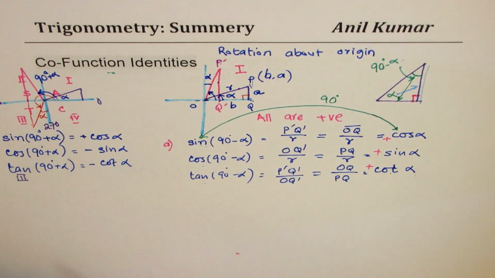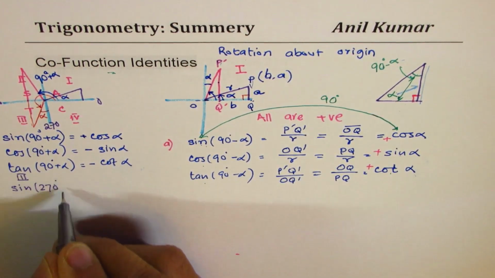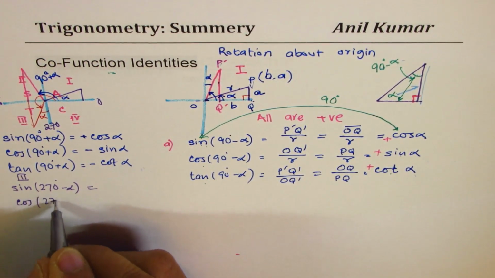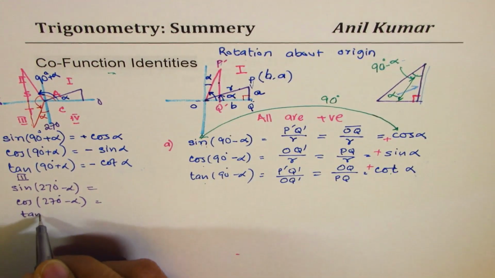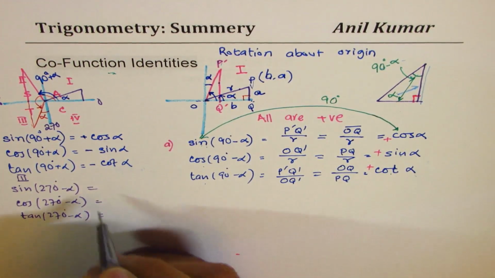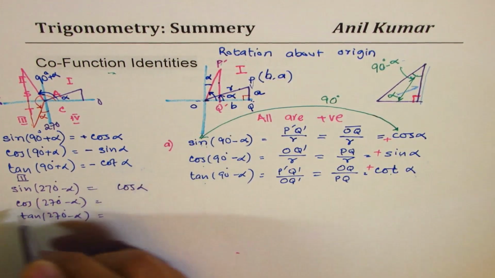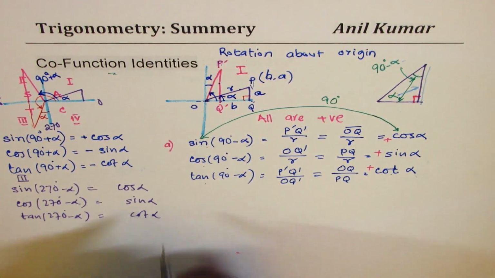So in quadrant 3, if I write sine 270 degrees minus alpha, what should it be? Cos 270 degrees minus alpha should be equal to what? And tan 270 degrees minus alpha should be equal to what? So first step is very clear. Sine becomes cosine alpha, cos becomes sine alpha, tan becomes cotangent alpha.